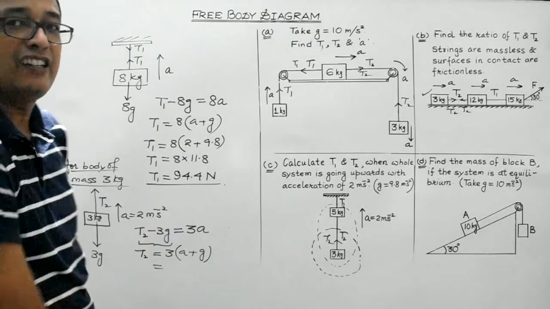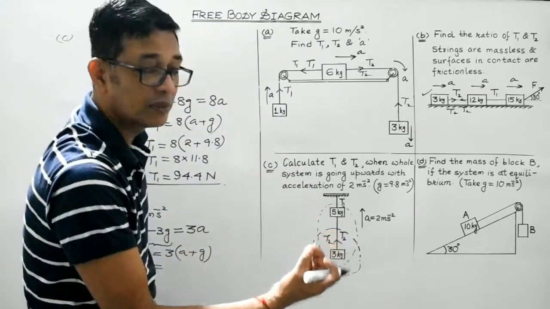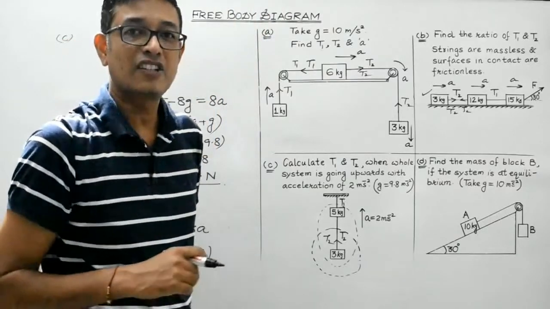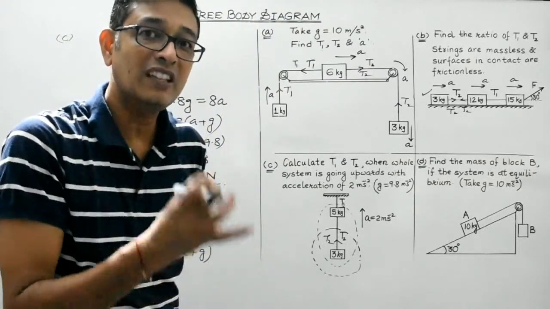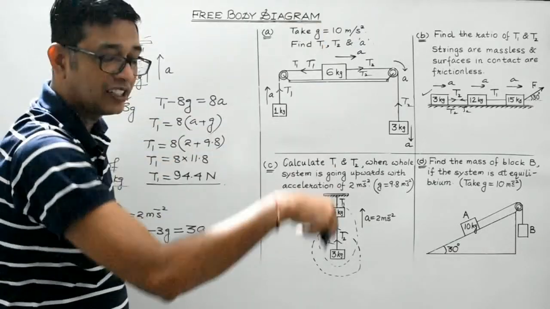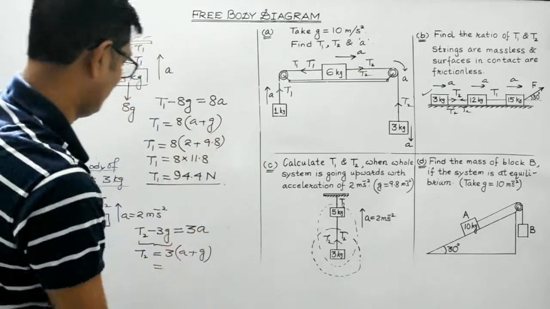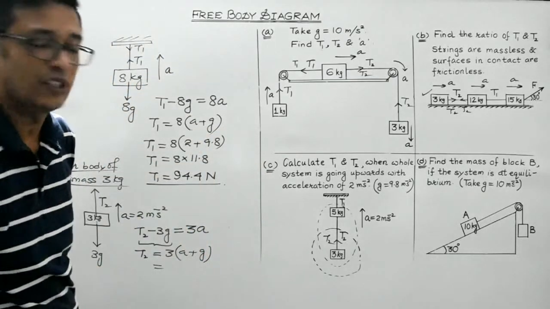You could have done it directly as well, because in the previous theoretical article we discussed that when a system gets accelerated in the upward direction, then the net acceleration of the system is a plus g. And if it is accelerating downward, then the net acceleration of the system is g minus a. Right? So you could have done it directly as well.